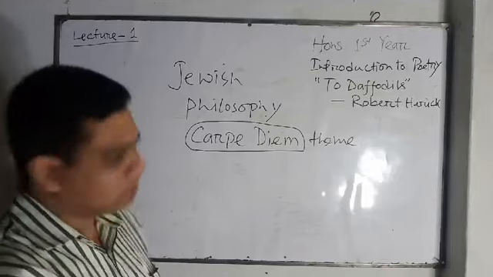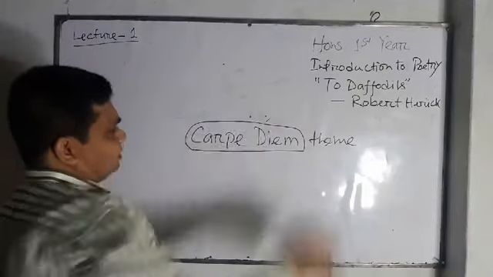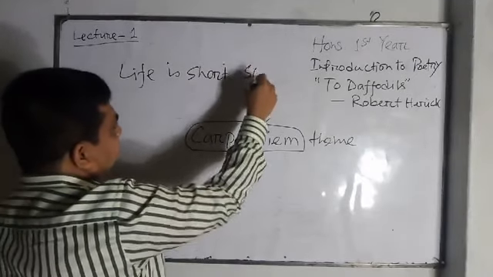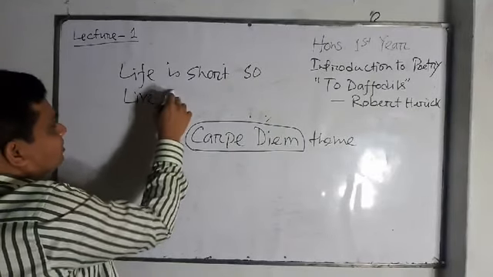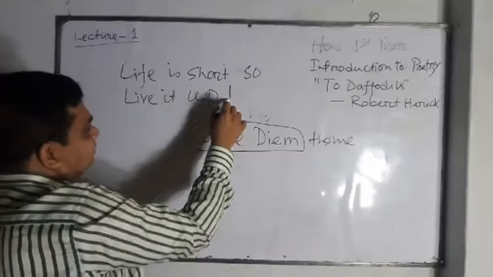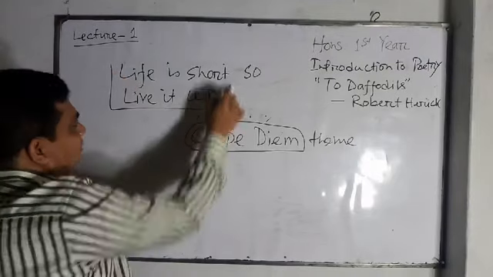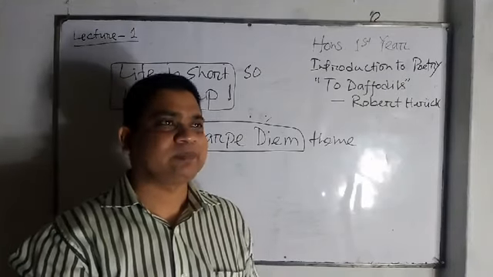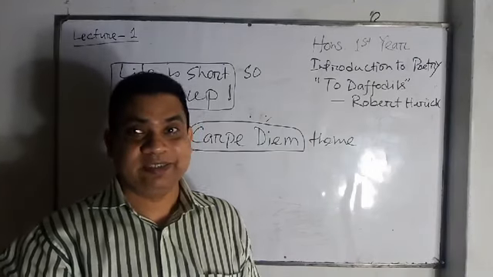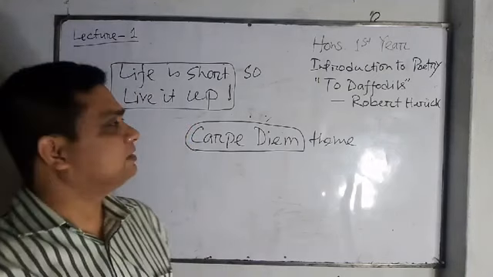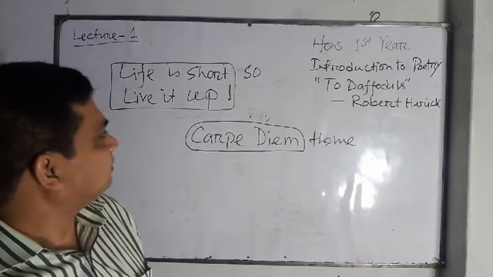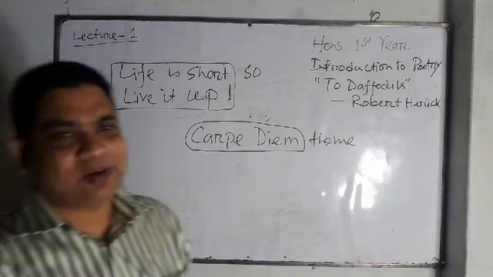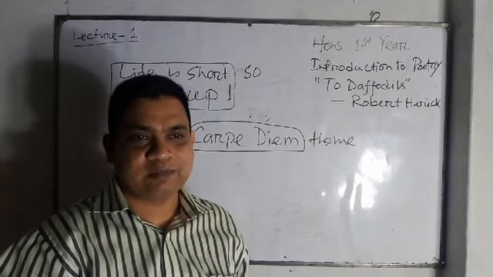So the carpe diem theme is otherwise discussed as: life is short, so live it up. Life is short, live it up. This slogan you will find. Where can you find this slogan? Do you know? Have you ever had cold drinks like 7 Up? On the bottle of 7 Up, you will find this writing: life is short, live it up. That is, our life is very short, so enjoy life as much as you can.